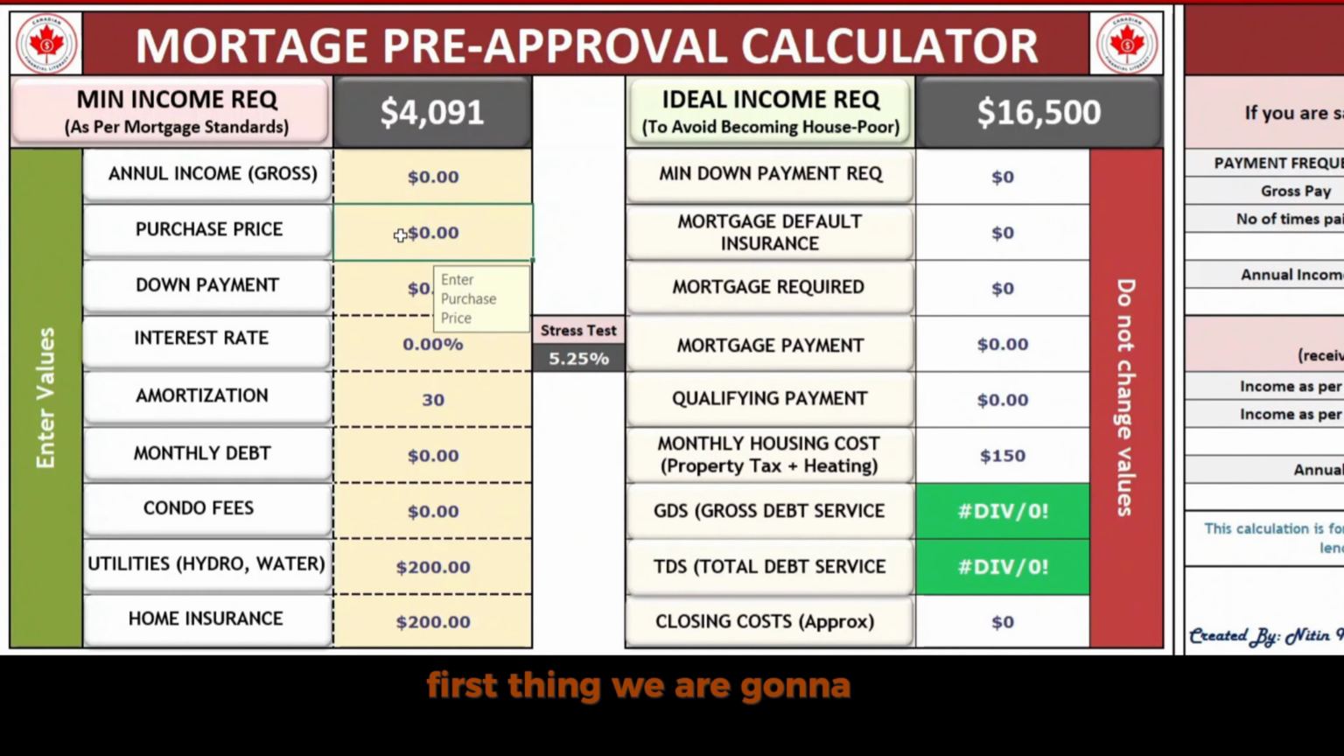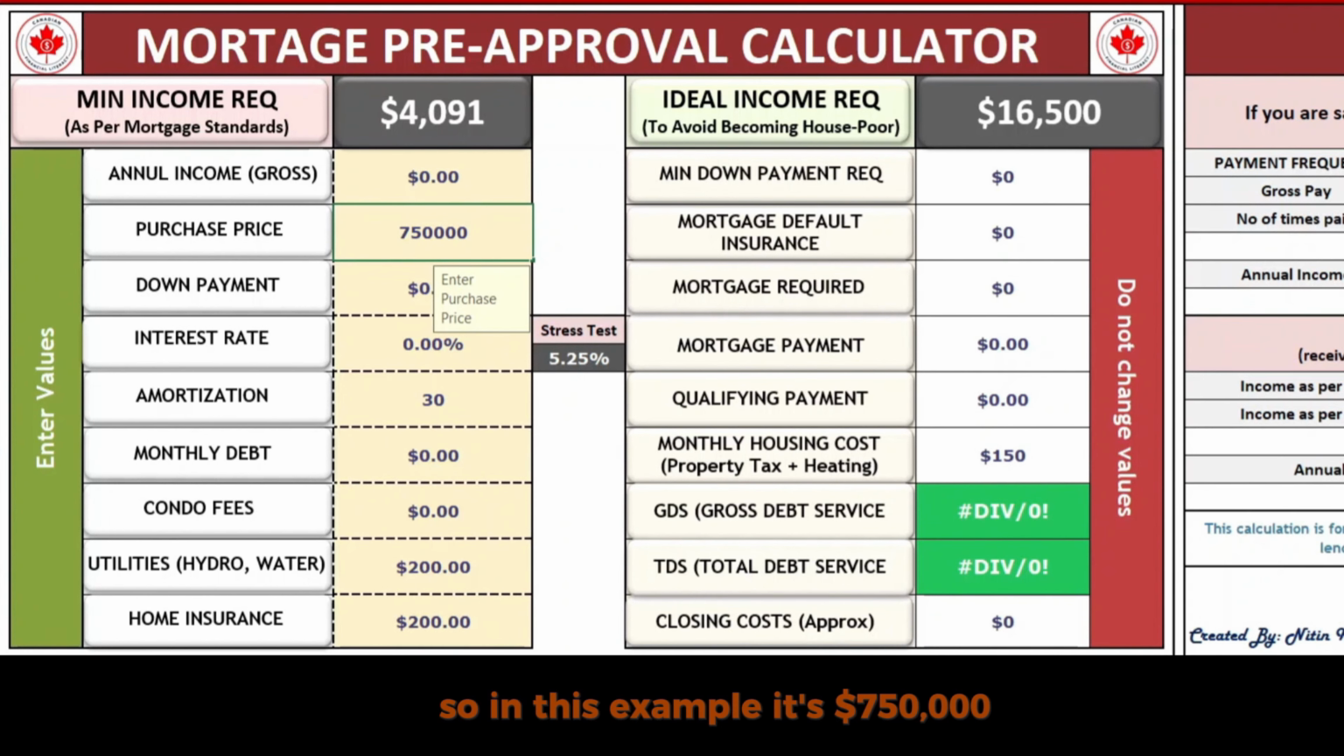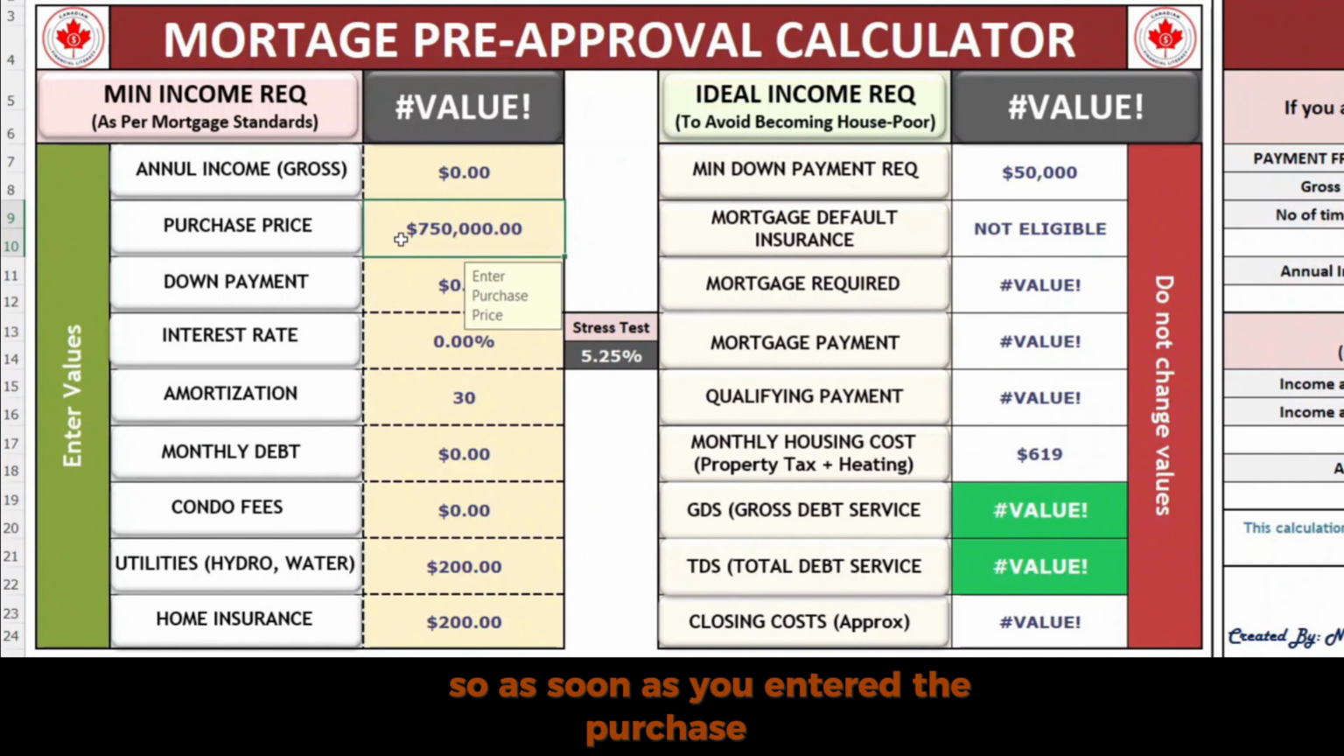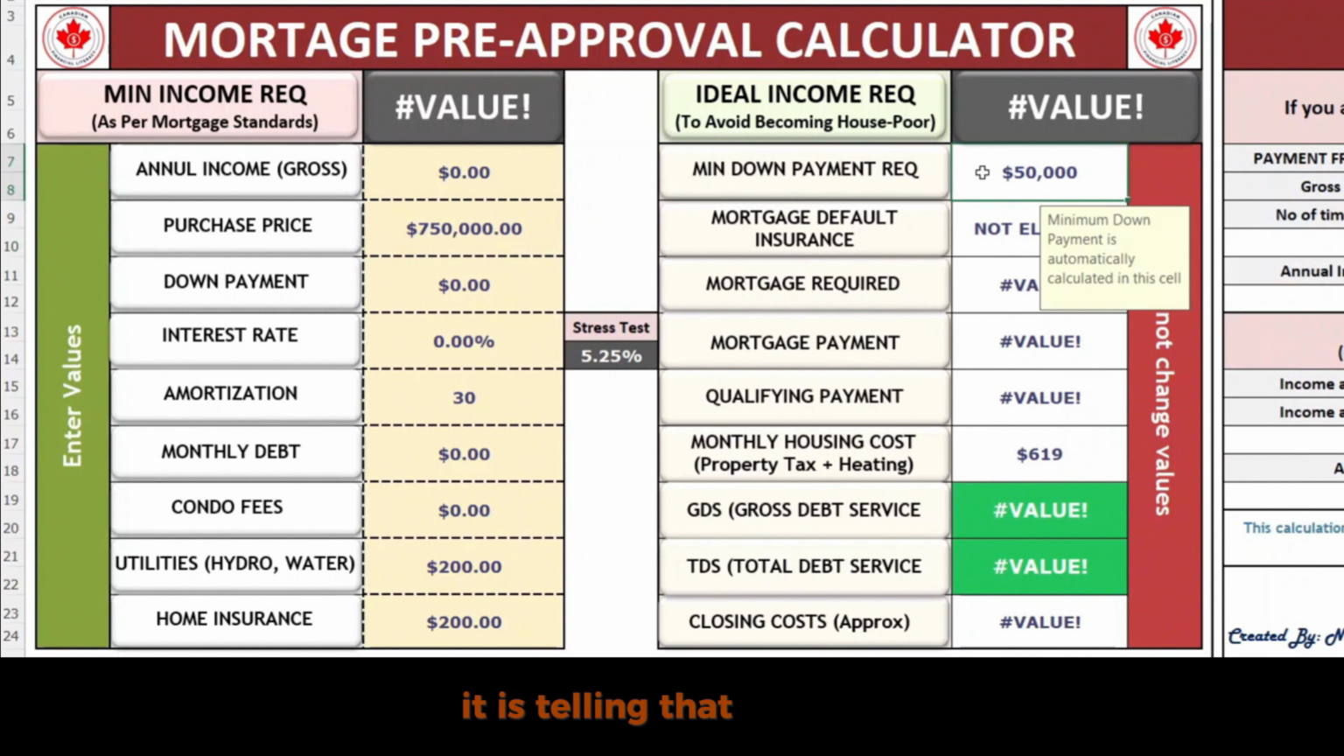So first thing we are going to enter is the purchase price of the home that we are looking to get. So in this example, it's $750,000. So as soon as you enter the purchase price, on the right hand side, it is telling that $50,000 is the minimum down payment required to buy a $750,000 home.